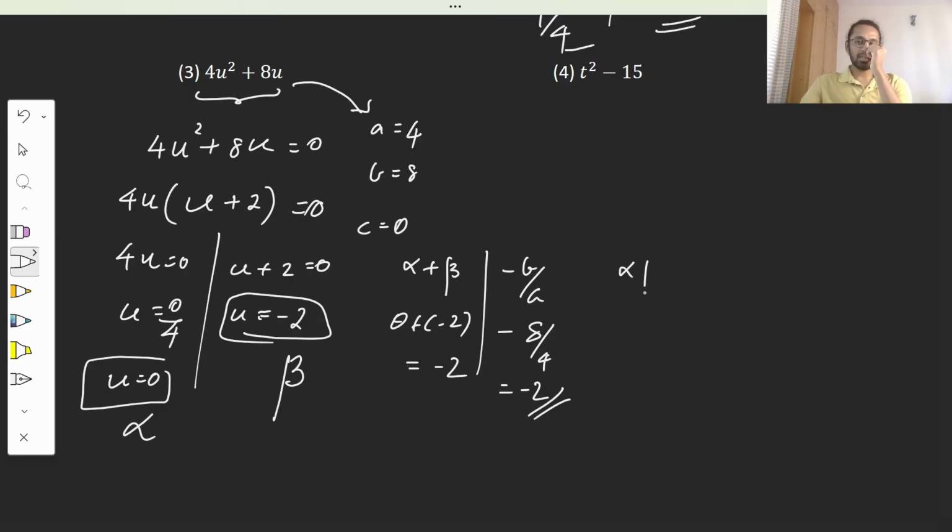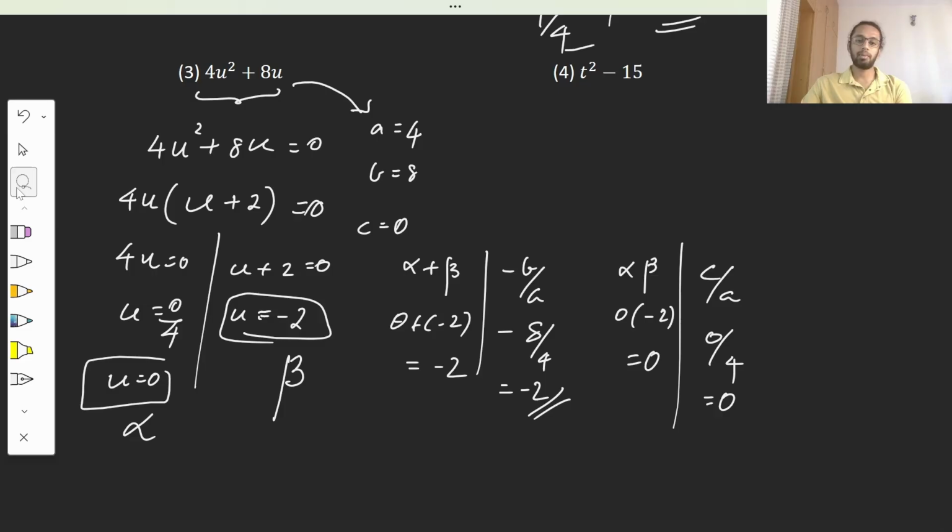The next verification is alpha beta, whether it is equal to c by a. The value of alpha is 0, the value of beta is minus 2. So this will become 0, and the value of c is 0, and a is 4. Everything is mentioned, so this is also 0. This is the verification for this particular problem.